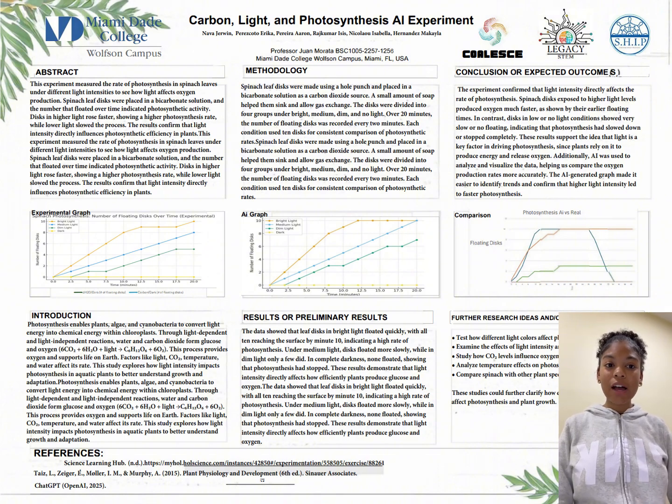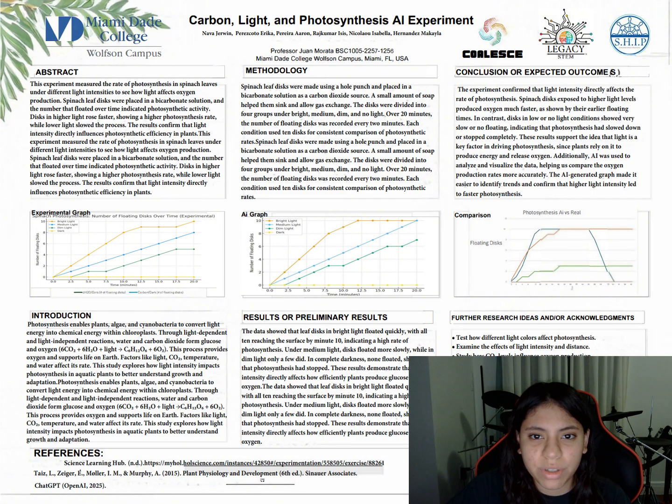This pattern tells us that photosynthesis needs light energy to produce oxygen. The more light available, the faster that process happens. These results support our hypothesis and match what we expected based on the science behind photosynthesis. Our experiment confirmed that light intensity directly affects the rate of photosynthesis. Spinach discs exposed to brighter light produce oxygen faster, shown by their earlier floating times.